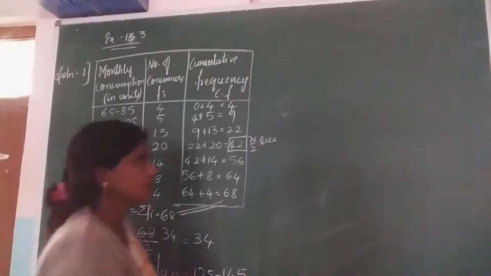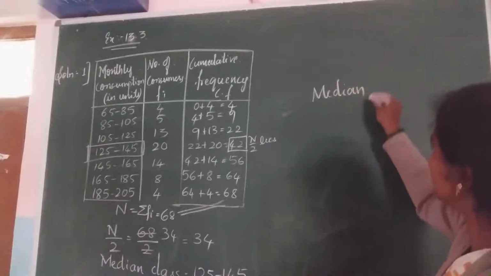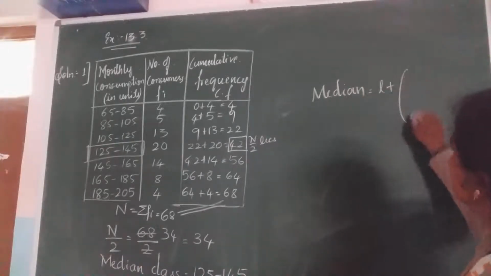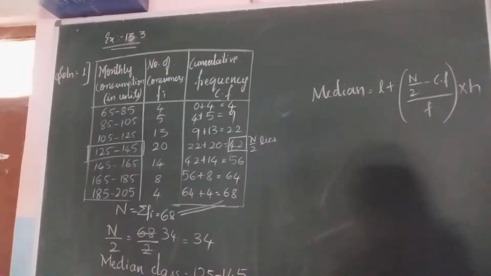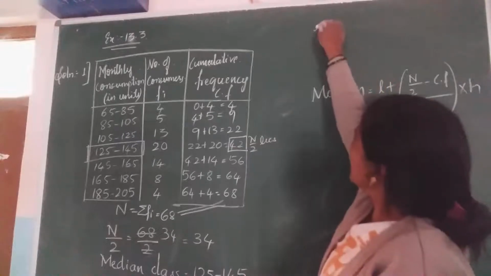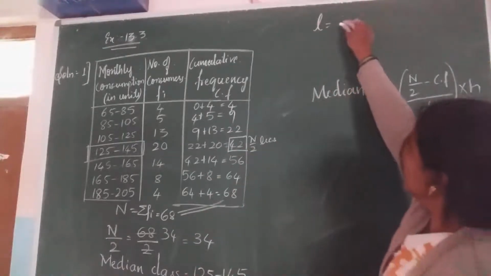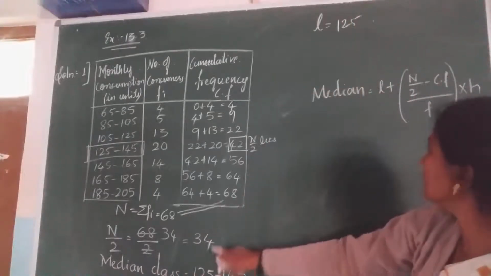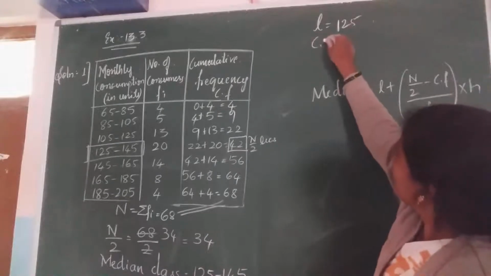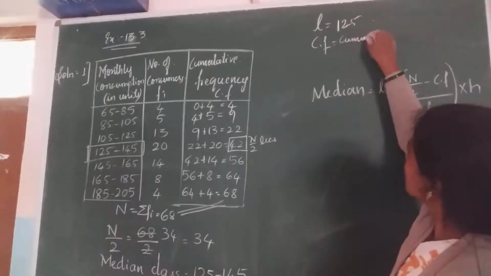Now let us take the formula once again. Median is equal to L plus ((n by 2 minus CF) divided by f) into h. So we need L. What is L? L is the lower limit of the median class. The lower limit is 125. Next, n by 2 we already have, 34. We have to know the CF, which is the cumulative frequency.